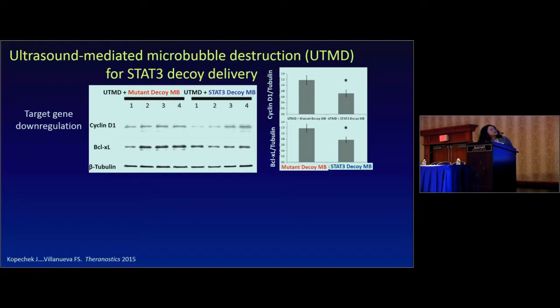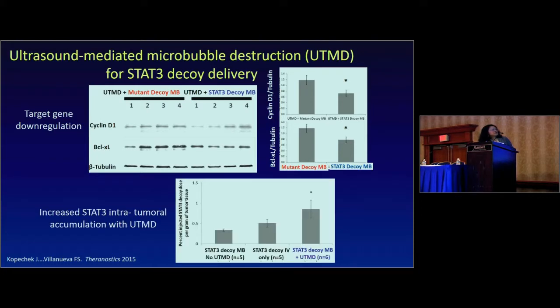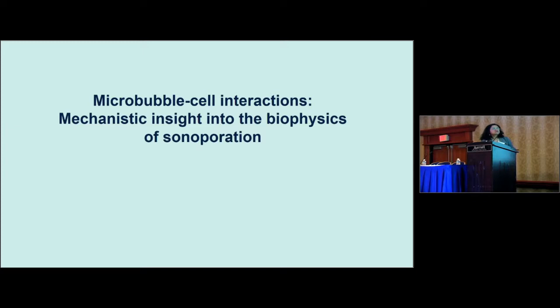So you can see here that with this delivery method, as with the EGFR siRNA, we have downregulation of target genes after delivery of the STAT3 decoy. And we also did some radiolabeling studies of the decoy on the microbubble and showed that there is preferential accumulation of the decoy in the tumor itself as a result of our targeting strategy, the targeting strategy being the ultrasound beam itself. So I'm going to switch now, having shown that the method actually works.